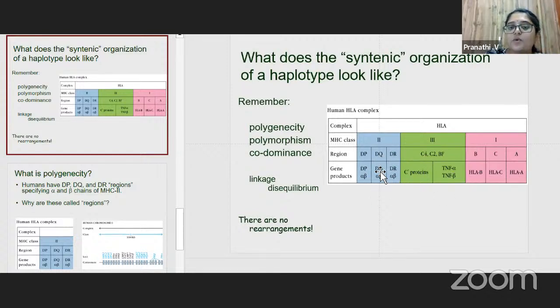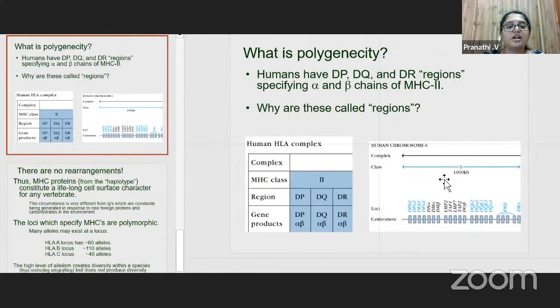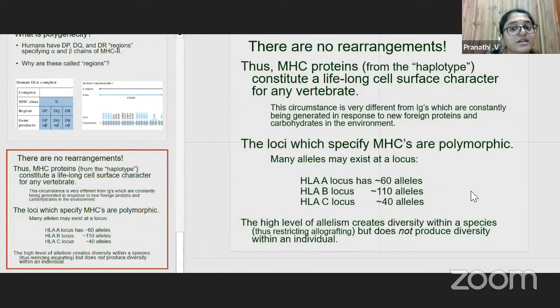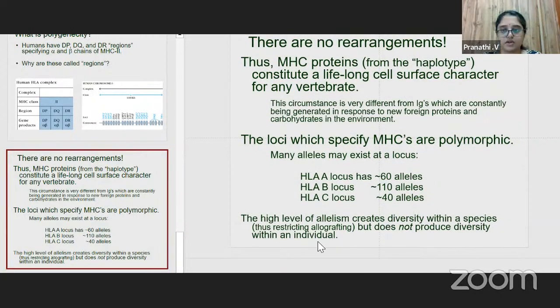What are the gene products? There is no genetic rearrangement taking place. Humans have the DP, DQ, and DR regions, which are specifically in the alpha and beta chains of MHC2. They are the gene products, alpha and beta. There is no genetic rearrangement; this is lifelong, in fact, and they have polymorphic structures, around 60. So this is all the genetic level of MHC molecules that we are talking about.